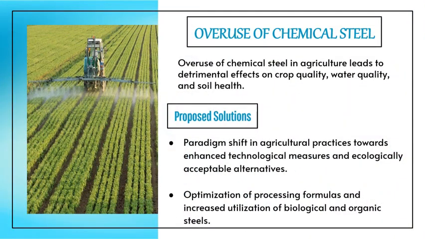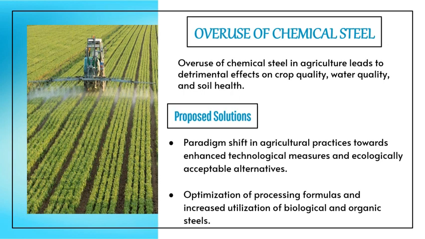Let's start by addressing the overuse of chemical fertilizers in agricultural activities. This practice has significant implications for crop quality, water quality, and soil health. Many farmers apply chemical fertilizers haphazardly, relying more on experience than scientific expertise. As a result, we see risks such as plant failure, water contamination, and soil nutritional imbalance.